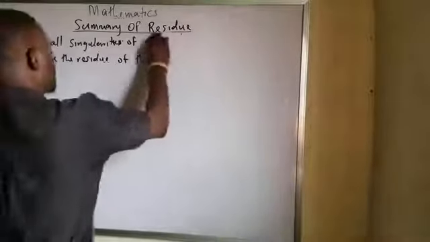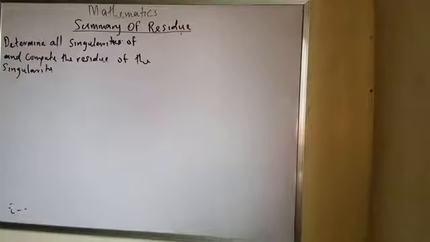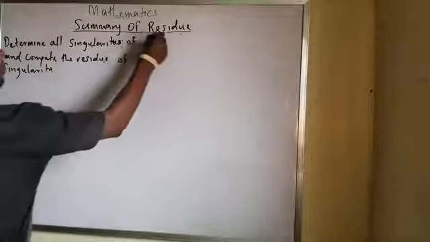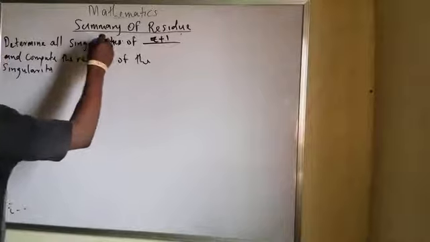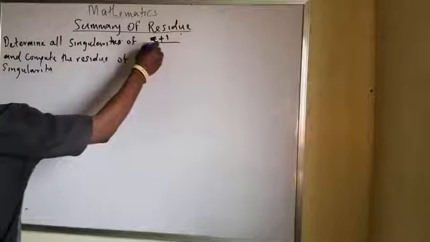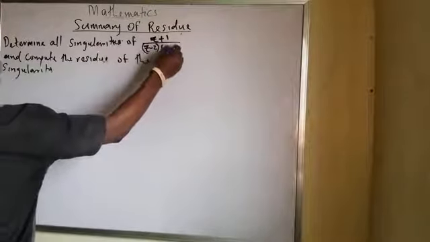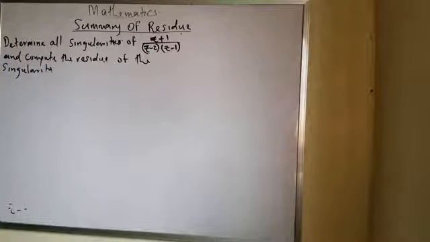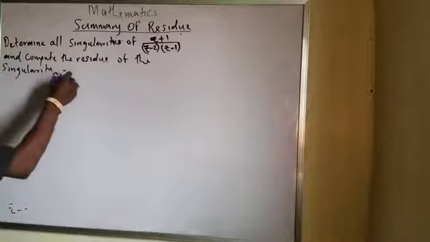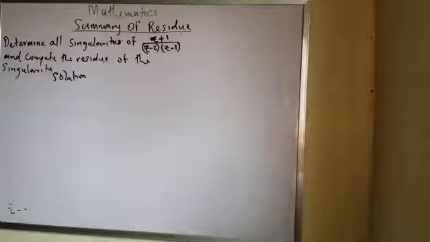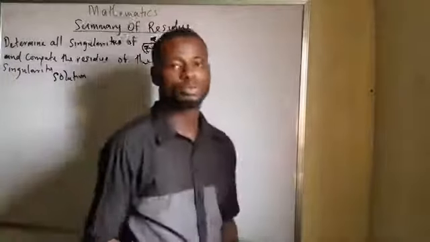Let me look for a function that will be very simple to hold on to. Let me have (z + 2) divided by (z - 2)(z - 1). Now I want to work on this particular problem. I've changed the question to this. This time around, I'm working on method 2.